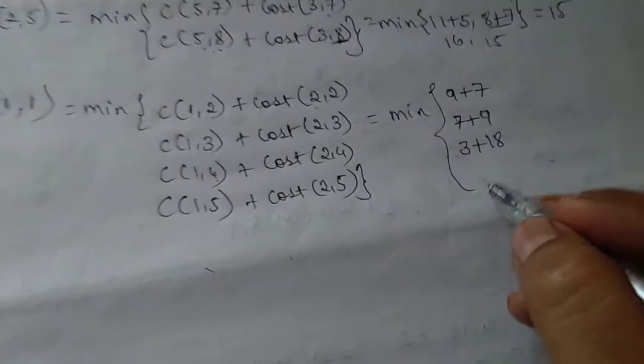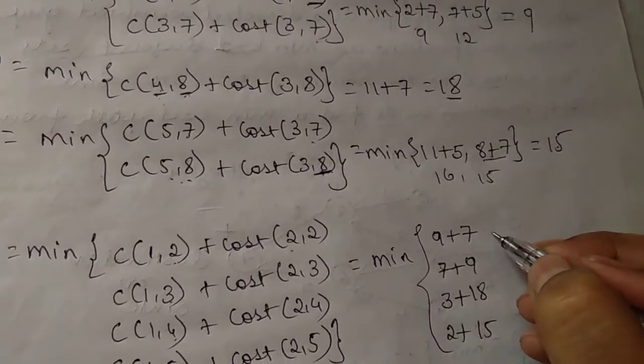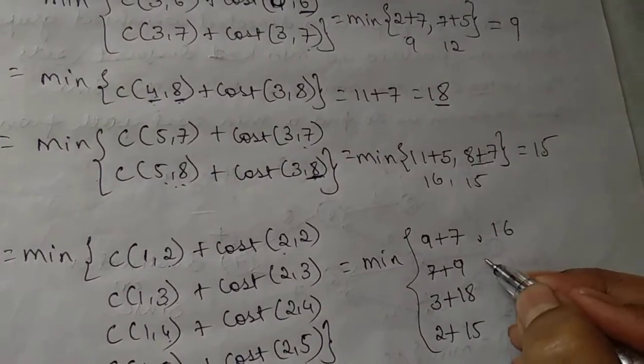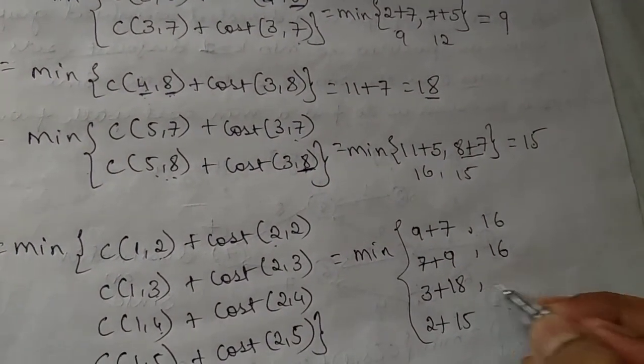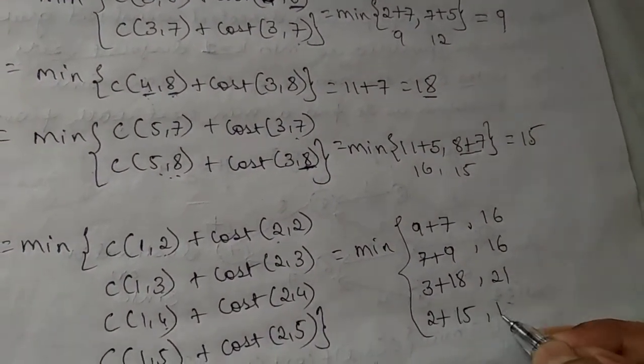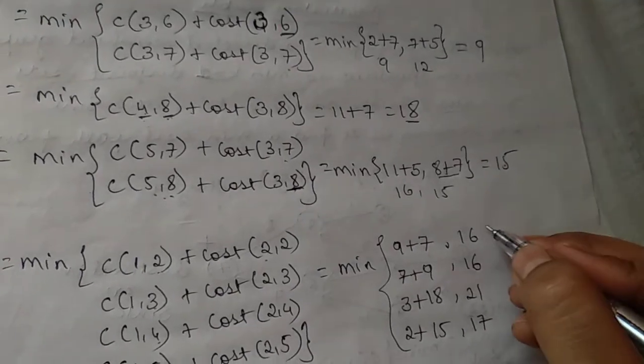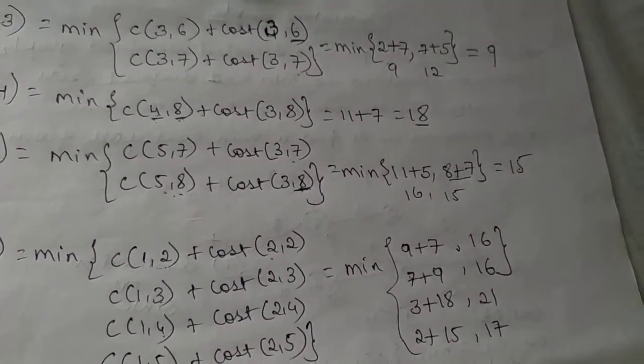From 1 to 5, it is 2. Cost of 5 is 50. So what values you will get? 16. This is also 16. This is 21. This is 17. Which is minimum? 16 and 16.